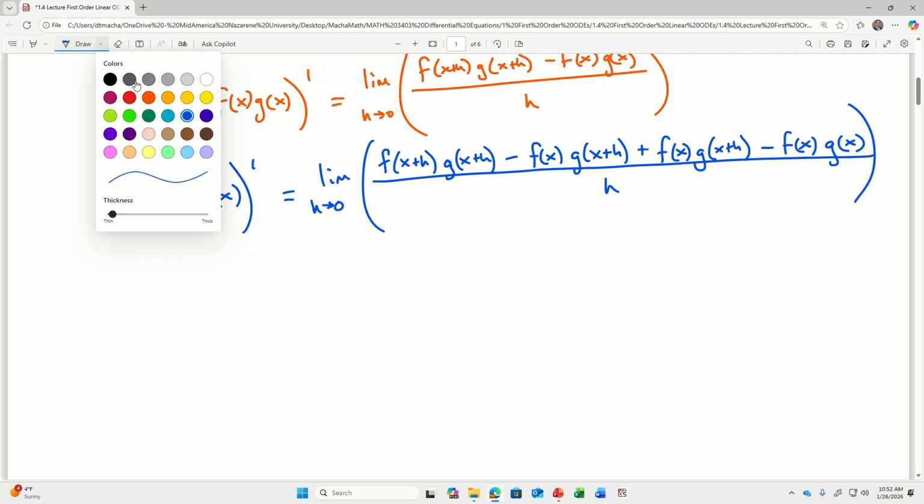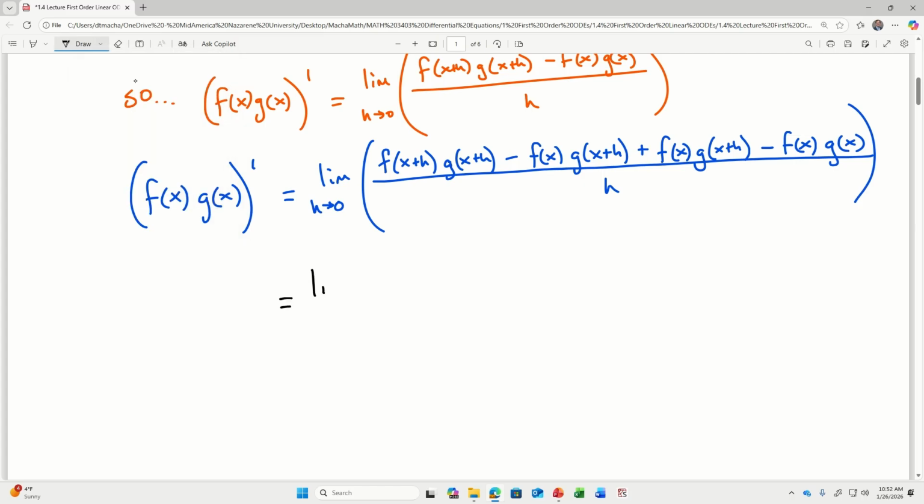The reason this is such a nice trick is because now, for these first two terms in the numerator, I could factor out their common factor. What's the common factor there? G of x plus h. And then what I'm left with is f of x plus h minus f of x. And then for the second two terms in the numerator, I can factor out their common factor, which is f of x.